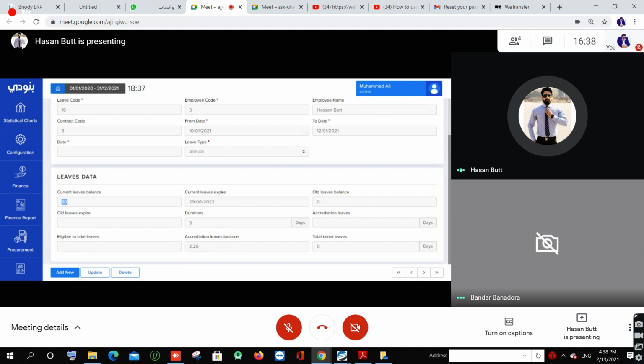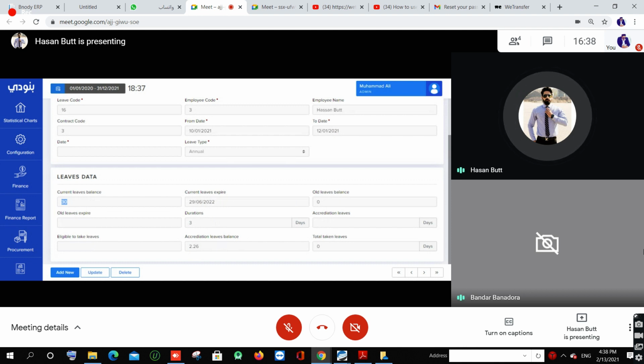Above 2.26 leaves, he will be deducted. It will be deducted from his salary if we have set the deduction from his account. So it will be deducted from his salary. And this is the current leaves expiry. As we have added the functionality, as I showed in the leave lapses.